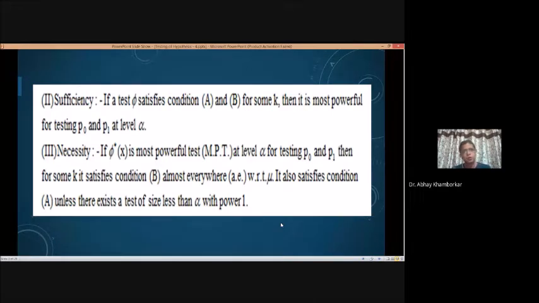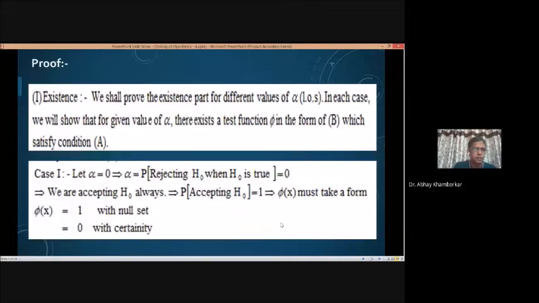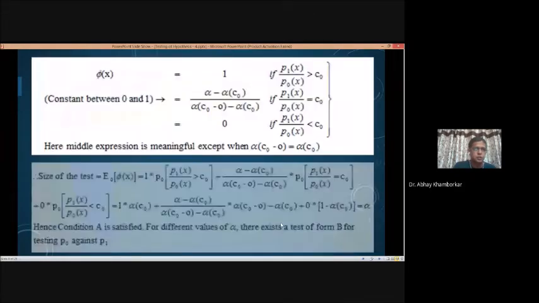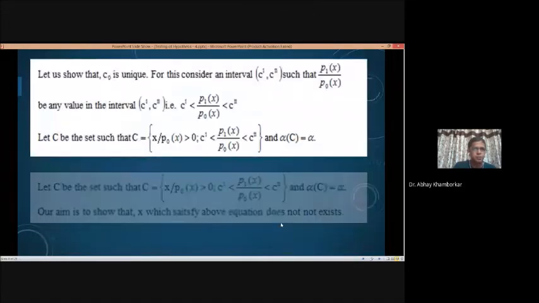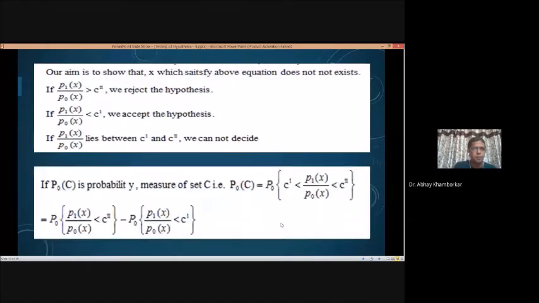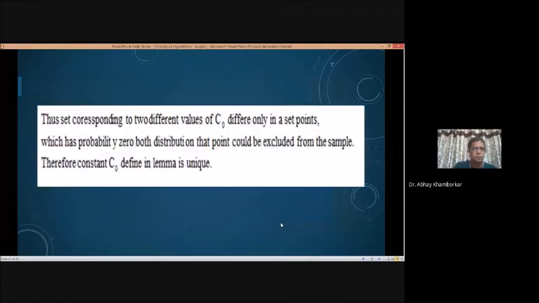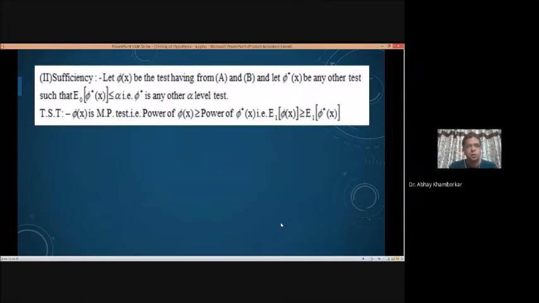So अभी वो हम लोग प्रूव करने की कोशिश करेंगे. That is nothing but the sufficiency part of the NP lemma. So here, as I said, phi is going to satisfy condition A as well as condition B. That is what we are going to assume.